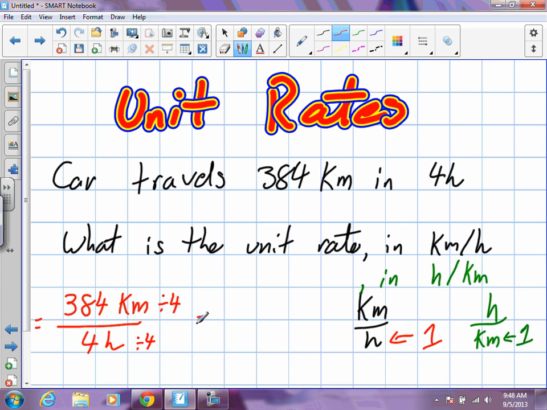So we know on the bottom, 4 divided by 4 is, well, 1. So that'll be in hours. But what we have to figure out is 384 divided by 4. Anybody have a calculator? 86? 96. I think it's a little different. I think it ends up being 87, but I want you guys to double check. I switch the numbers?